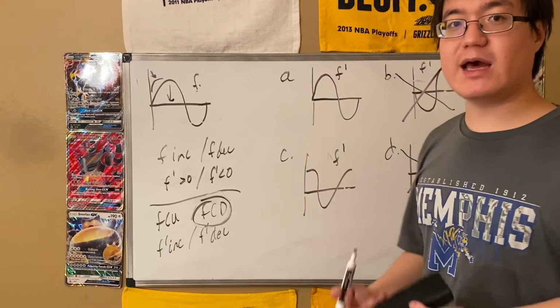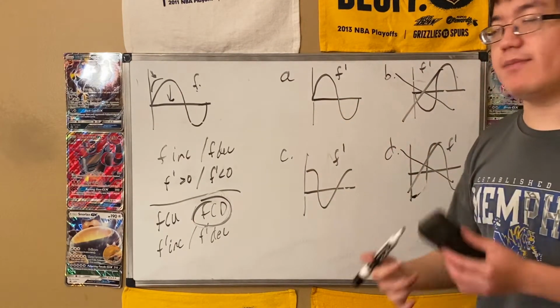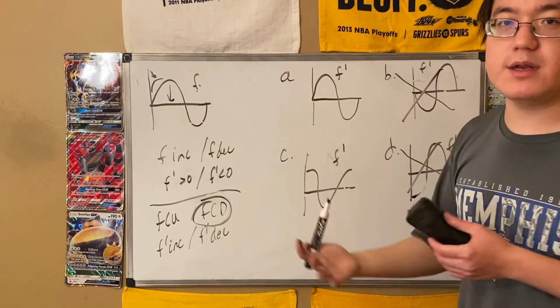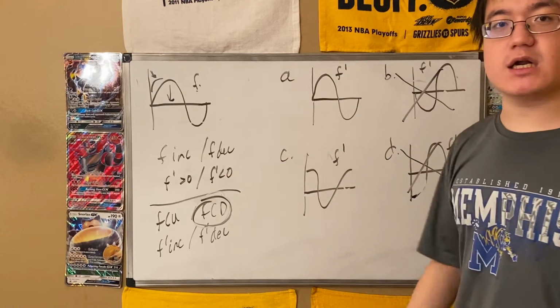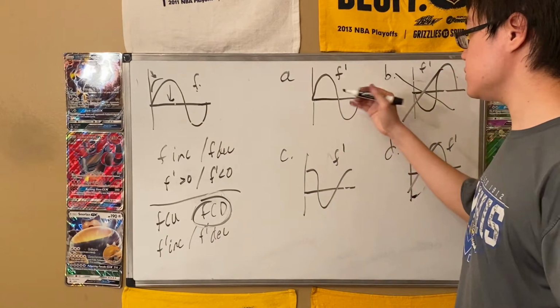So at the beginning of my f prime graph, I need to be decreasing. Notice that answer choice A cannot be the answer choice because when I start off my graph, it starts literally going up immediately. And that would mean that f is concave up, but f is not concave up in this case, so that can't be the answer choice.